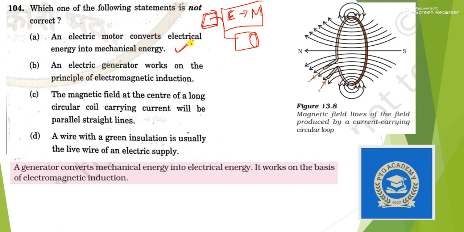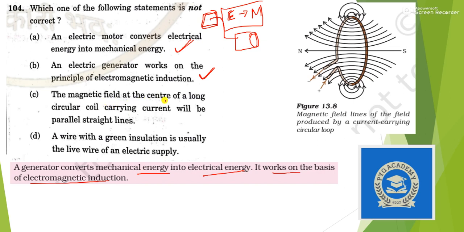This is absolutely true. Then an electric generator works on the principle of electromagnetic induction. It is also true. A generator converts mechanical energy into electrical energy. It works on the basis of electromagnetic induction, given in the chapter magnetic effect of electric current.